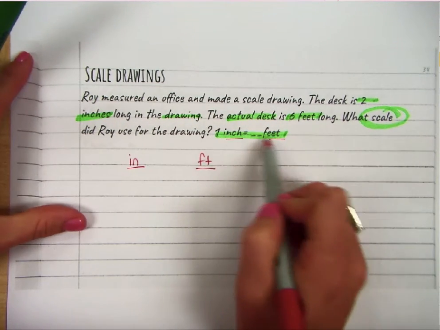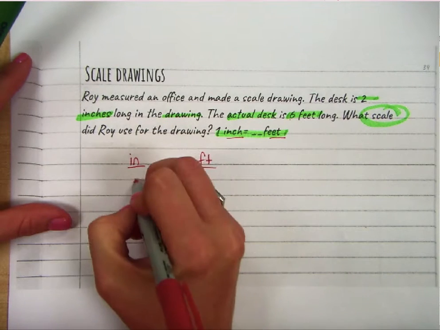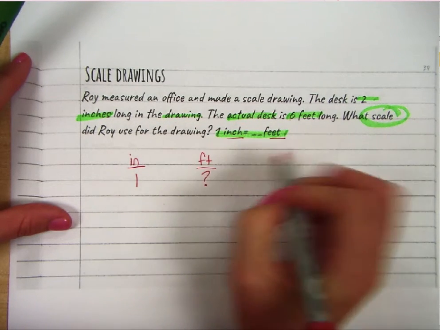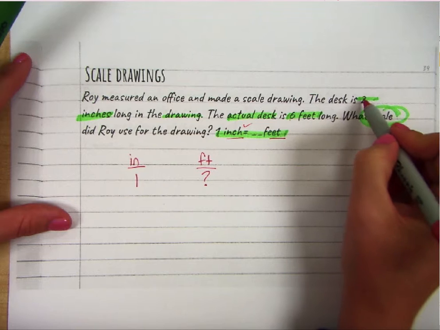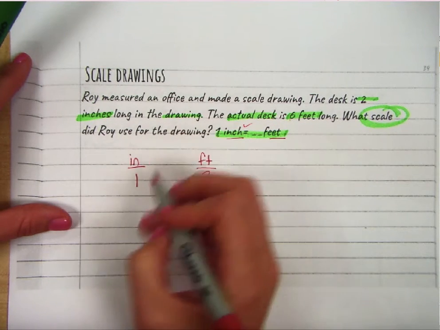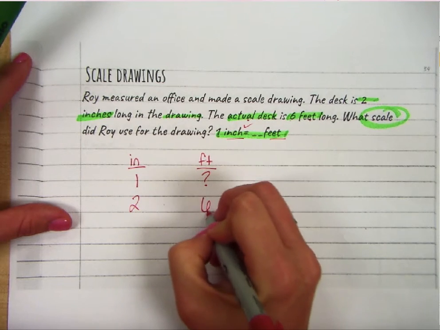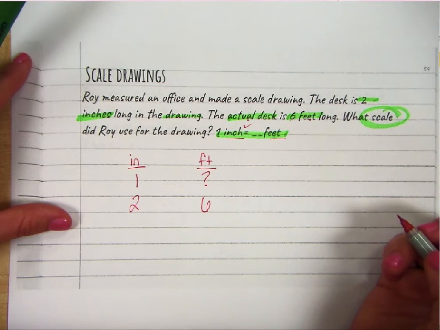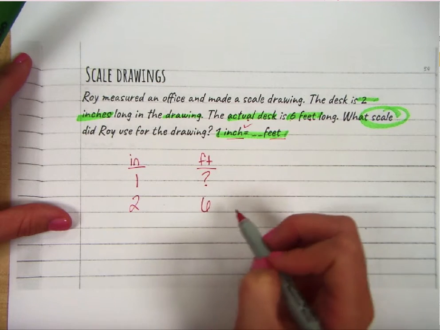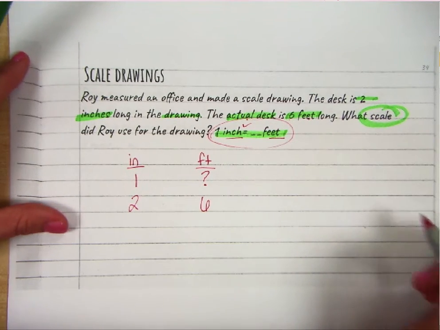And let's go ahead and write our scale here. So I know that 1 inch, and I don't know my feet. And then let's fill in what we know. 2 inches in the drawing, so 2 inches in the drawing. Actual is 6 feet. Okay, great. And we want to know what this scale is. So we want to rewrite this scale.